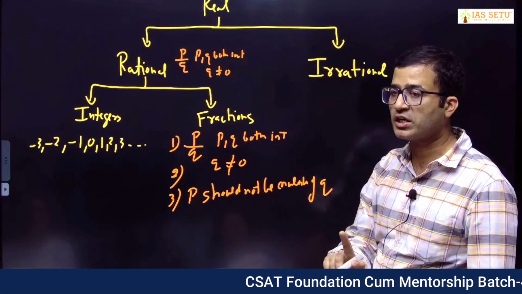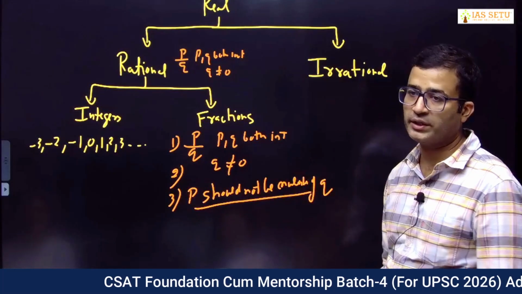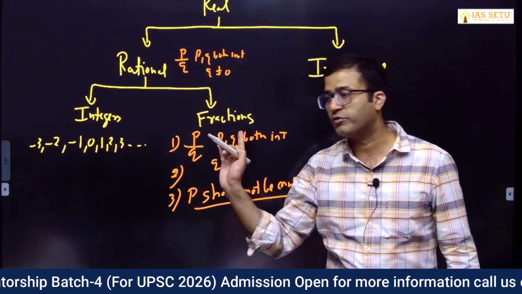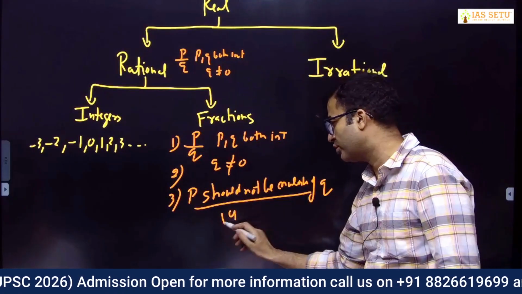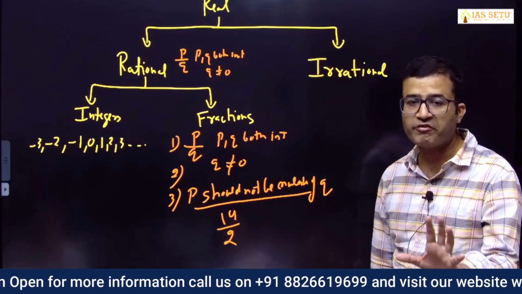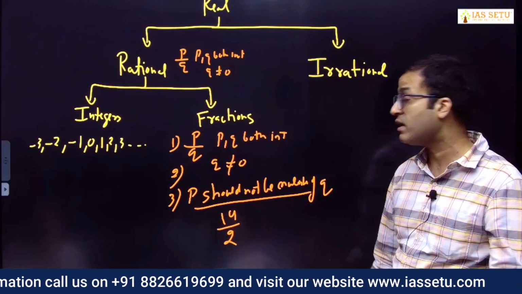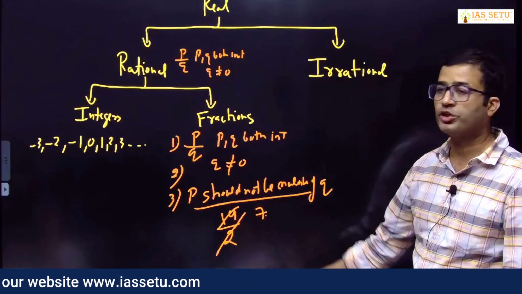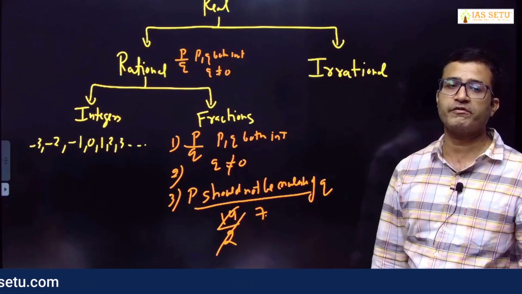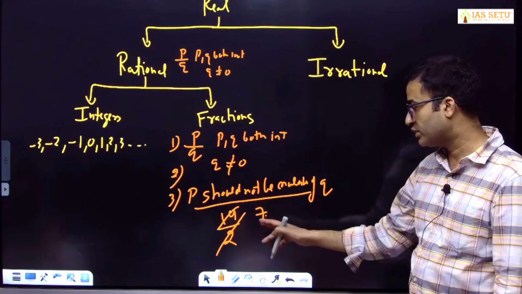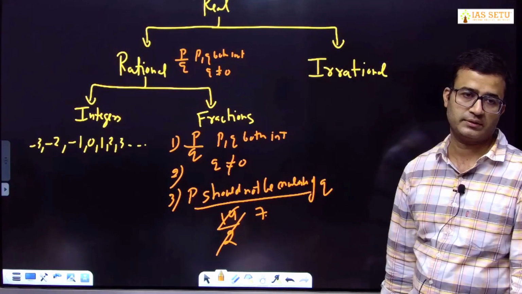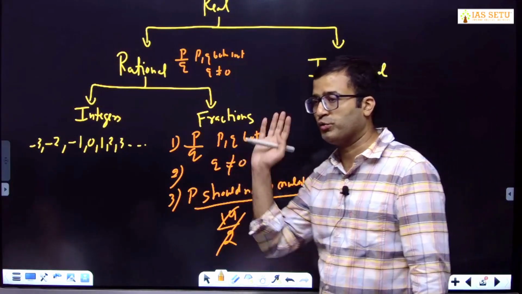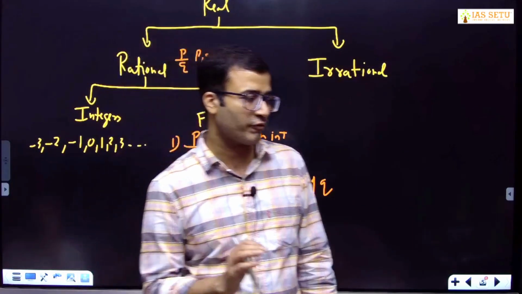We have one extra condition, that p should not be a multiple of q. The moment p is a multiple of q, it will become an integer, not a fraction. Example, write down 14/2. It looks like a fraction but it is not a fraction. Why? Because when you simplify it is 7, so it is an integer. So 14/2 equal to 7 is not a fraction, it is an integer. So p should not be a multiple of q. This is the extra condition we have for fractions.